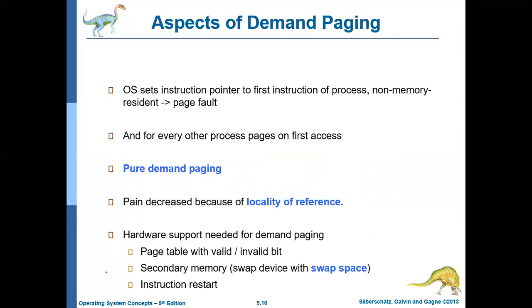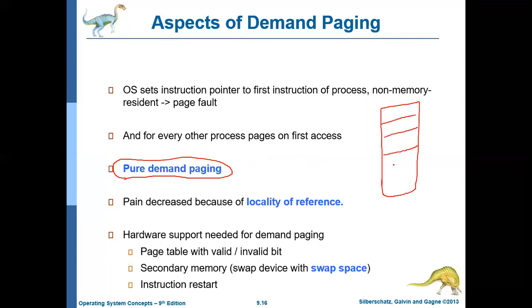Here there are certain things which we can further discuss. There is a concept called pure demand paging. So what is normal demand paging? Normal demand paging means that initially when a process is loaded, the operating system will identify some important pages and load those important pages from the hard disk into the main memory.